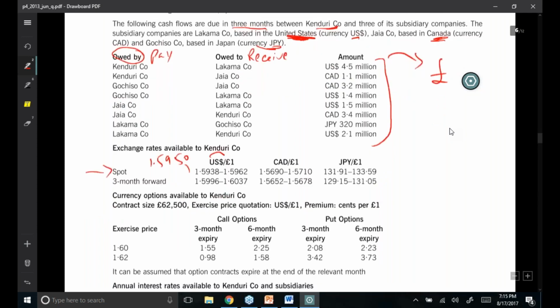to form a table in which write the country name with the company name: UK, USA, Canada, and Japan. If you have written in this sequence, you have to maintain the sequence in downward. Okay, payment down.